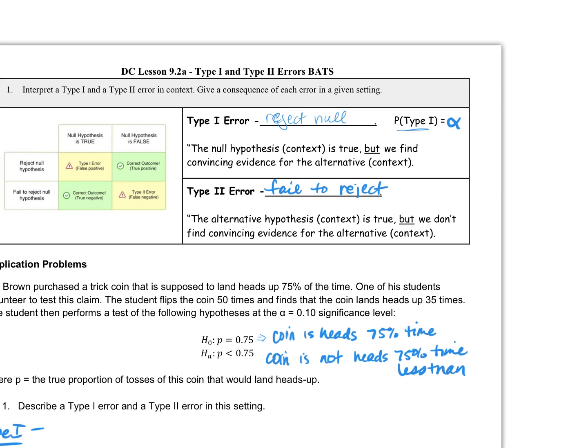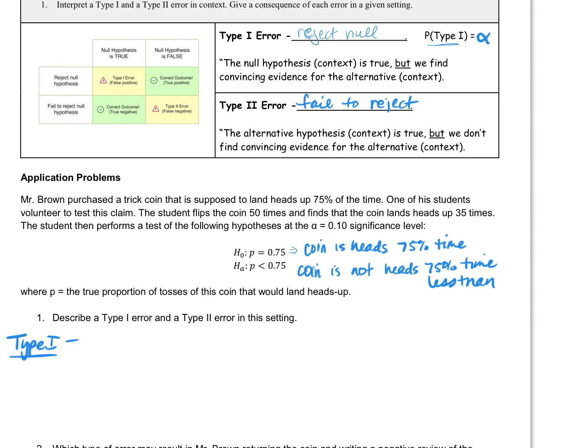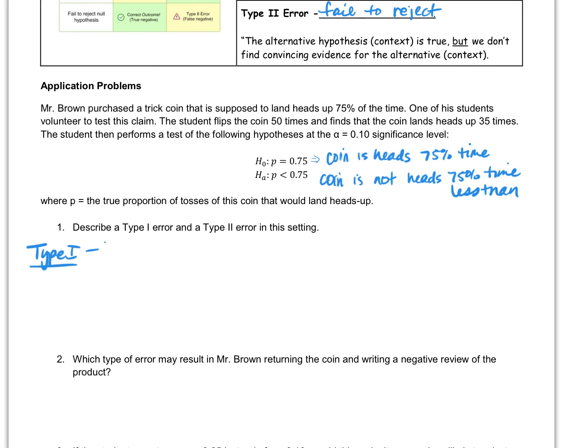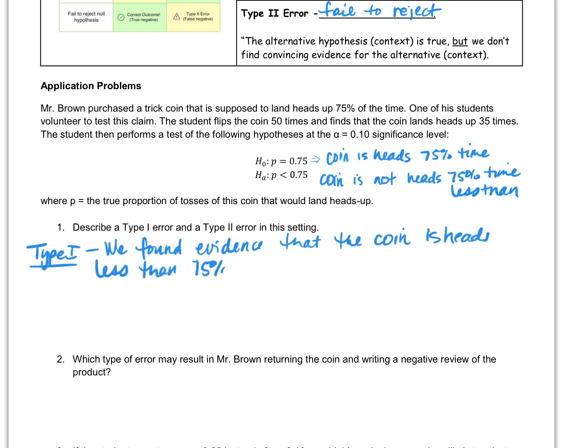What did we say type 1 is? When we rejected the null, right? Yes. That means we found evidence for the alternative. So let's put that in words. We found evidence that the coin is heads less than 75% of the time.